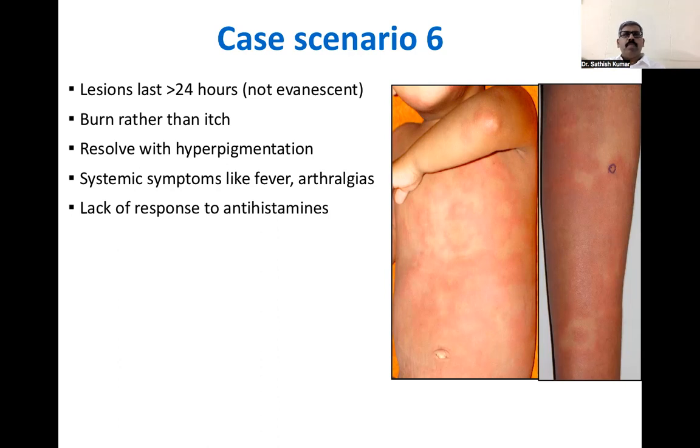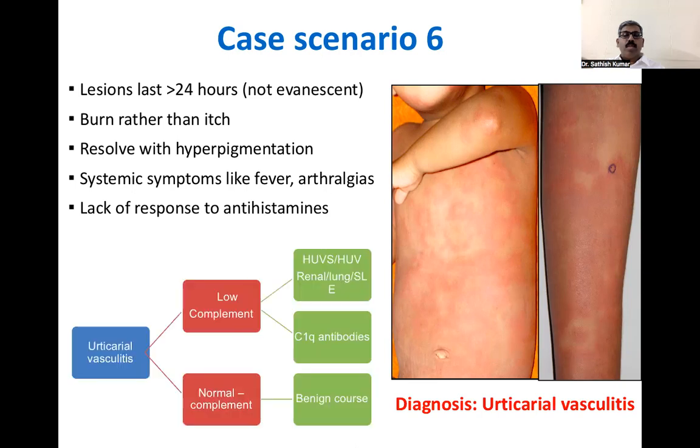Usually itching is part of, we all know, the classical urticaria due to allergy. Here he's got burning sensations. When I touched the skin, it was warm and it was painful also. They can have fever and arthralgias can be there. There will be lack of response to antihistaminics. So the diagnosis is urticarial vasculitis. The biopsy was consistent with urticarial vasculitis.